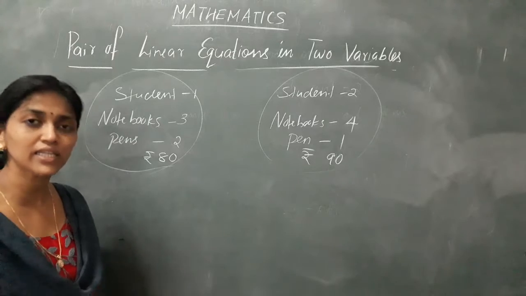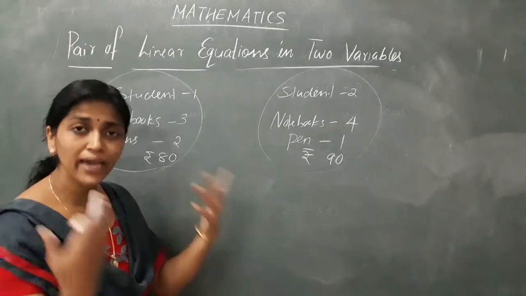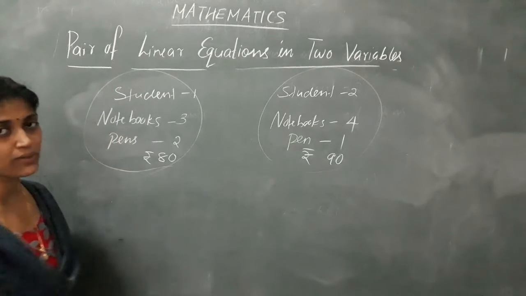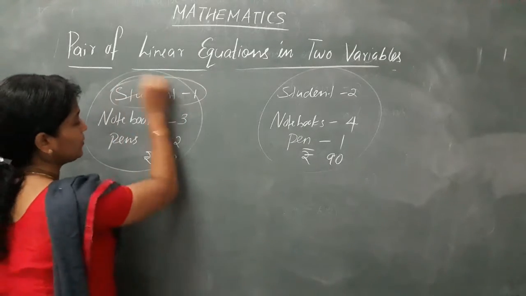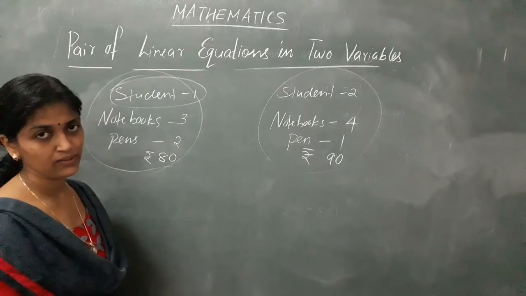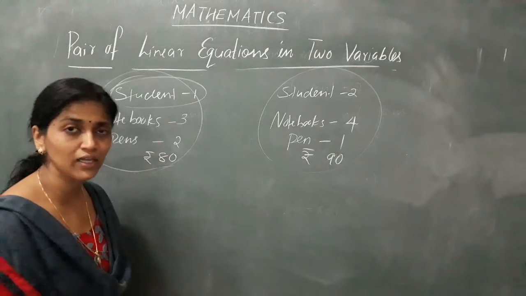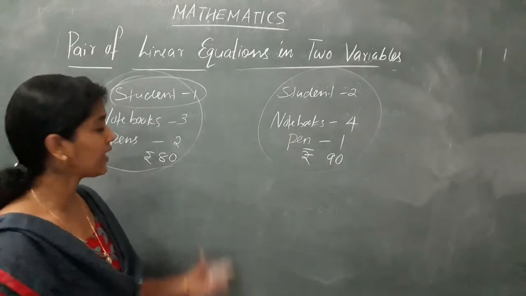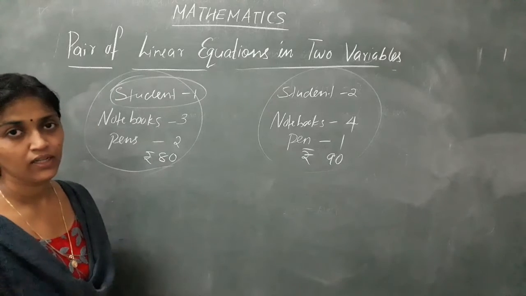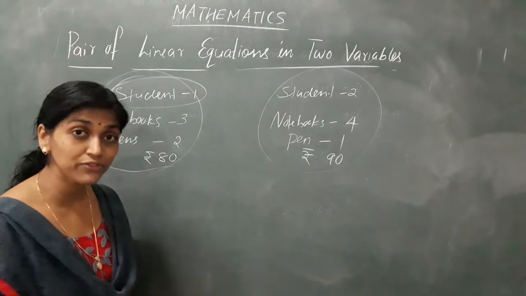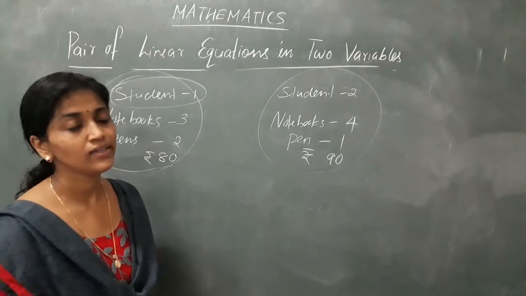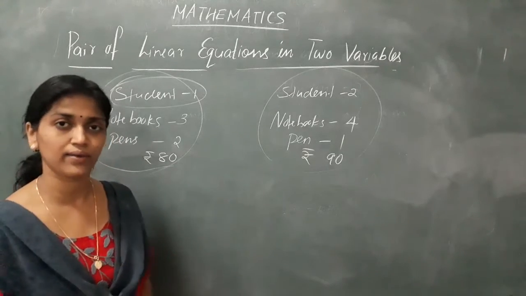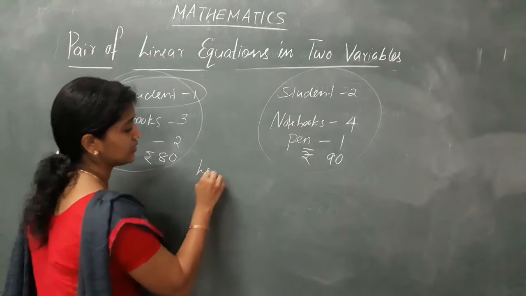How can we form the linear equations in two variables? What do we have to take as the variables here? Here it's already given to us. Student 1 is paying how much? 80 rupees. And how many notebooks is he buying? 3 notebooks. So what will we take as variables to get a linear equation in two variables? We will take the cost of each notebook and the cost of each pen as X and Y.